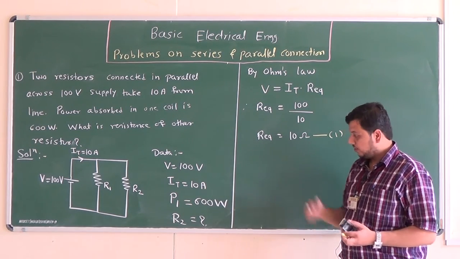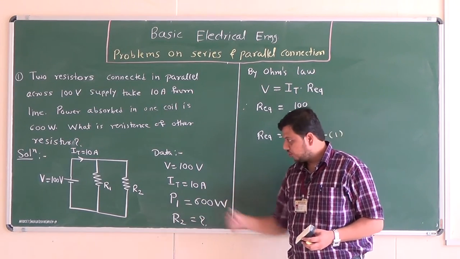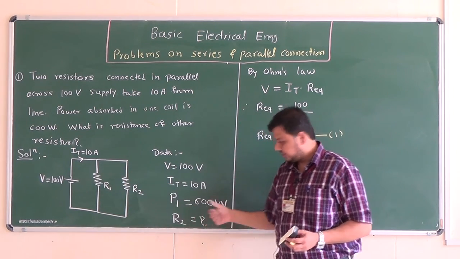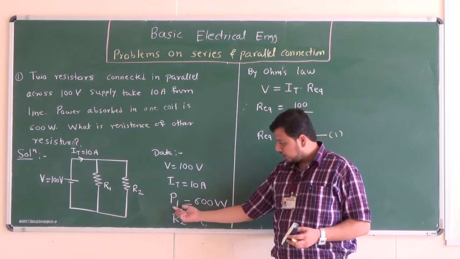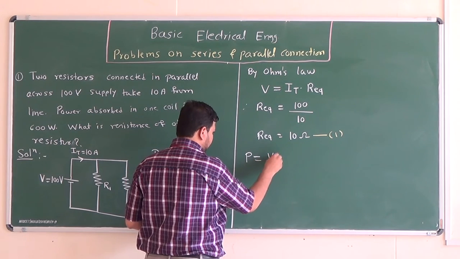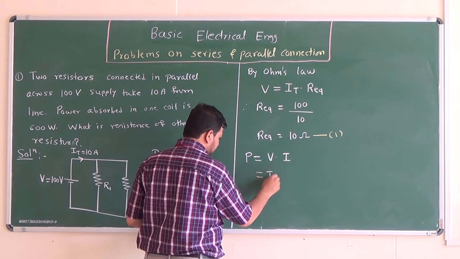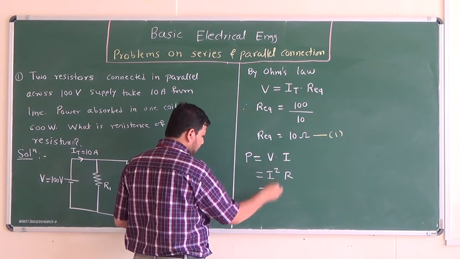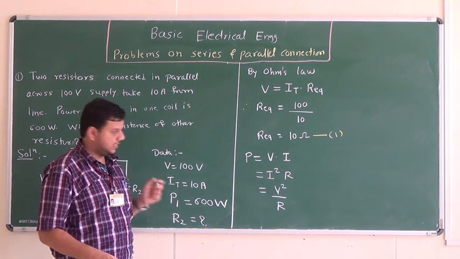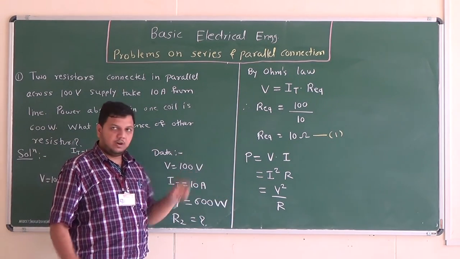Next, they have mentioned the power consumed by one resistance. Let us say the power consumed by resistance R1 is P1, which is 600 watt. We know three formulae for power. First is V into I, the basic formula. By Ohm's law we can write I square R, and if you put I equal to V by R, it will be V square by R. There is one more formula in terms of energy, but here energy is not mentioned. So we have to choose which formula we should use for power.